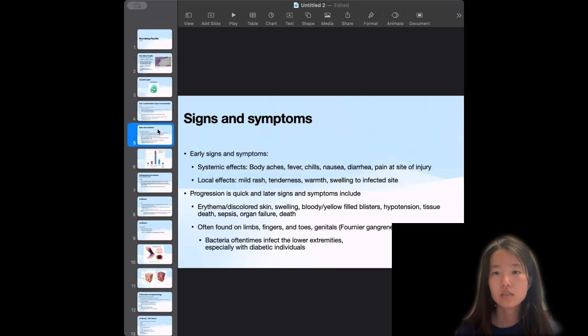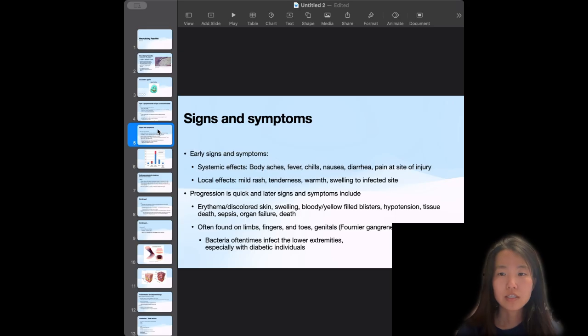So some common signs and symptoms are listed over here. Some of the early signs and symptoms are similar to those of the flu, which include body aches, fevers, chills, nausea, diarrhea, and general pain at the site of injury. Some more localized effects, you can probably see a mild rash around the area. It would be tender and warm to palpation, and you would see swelling at the infected site.